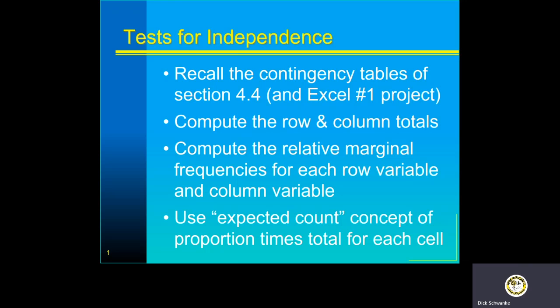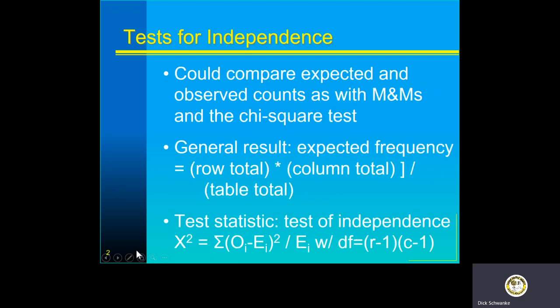We're going to start exactly the same way, as a matter of fact. And then we're going to use the expected count concept for the proportion totals for each cell. Let's take a look at how we're going to do this. We're going to compare the expected and the observed counts, like we did with the chi-square goodness of fit test, for example, when we did the M&M example. And as a general result, we're going to have the expected frequency be equal to the row total times the column total divided by the table total.